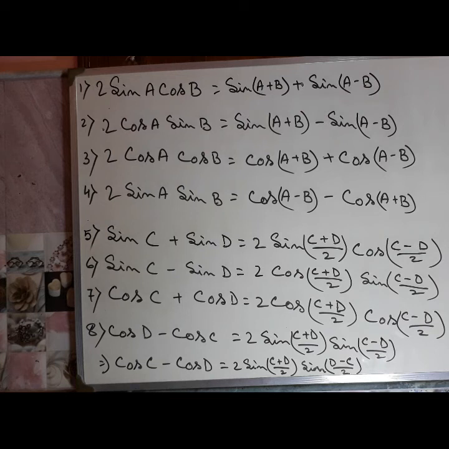Then sin C plus sin D is 2 sin((C+D)/2) cos((C-D)/2). Sin C minus sin D is 2 cos((C+D)/2) sin((C-D)/2). Cos C plus cos D is 2 cos((C+D)/2) cos((C-D)/2). And the last one, cos C minus cos D, is 2 sin((C+D)/2) sin((D-C)/2). Again, the last one is very important. It is sin((D-C)/2).